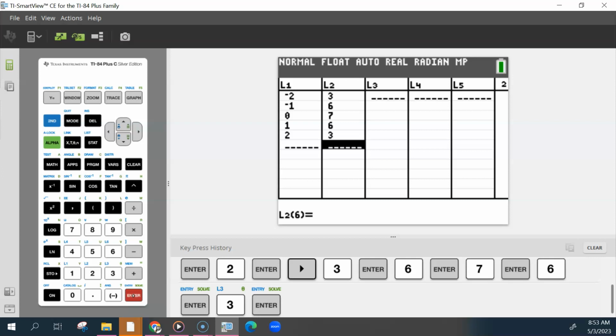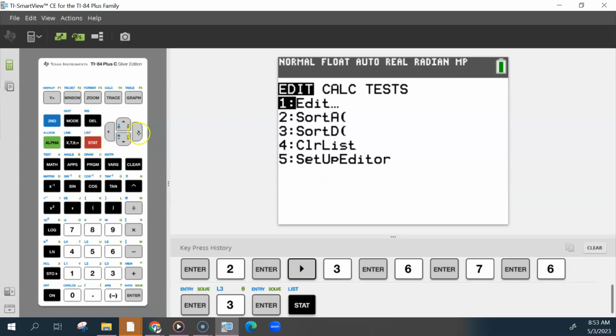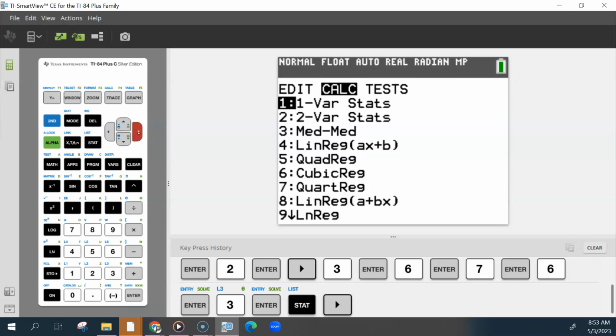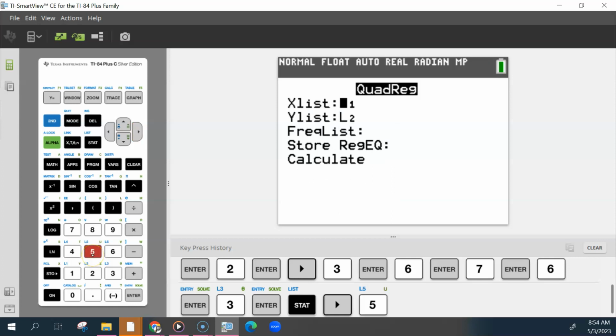From there, step 2, go into stat, scroll over to calculate. We're no longer doing linear regression, so we don't need 4. Now we need quadratic regression, which is 5. Make sure your x's are in L1, your y's are in L2.